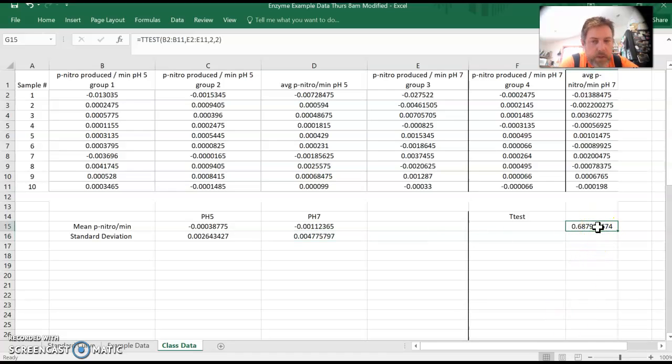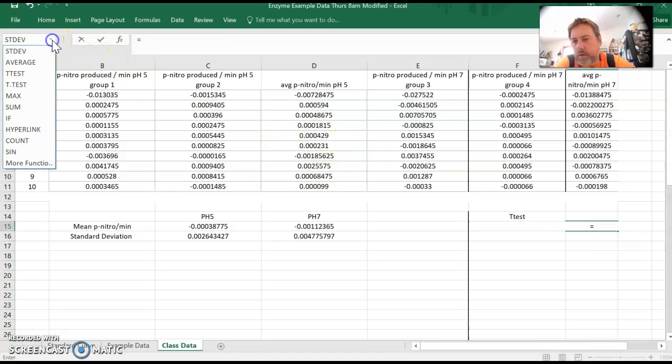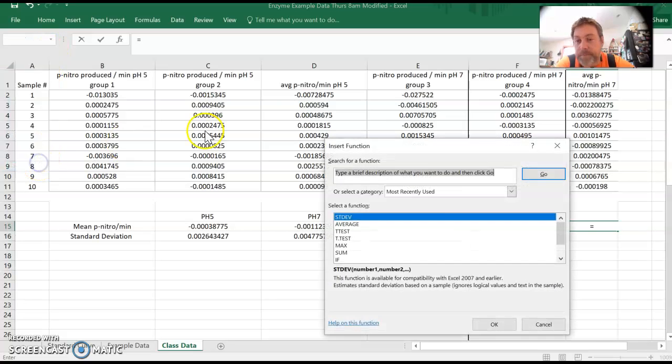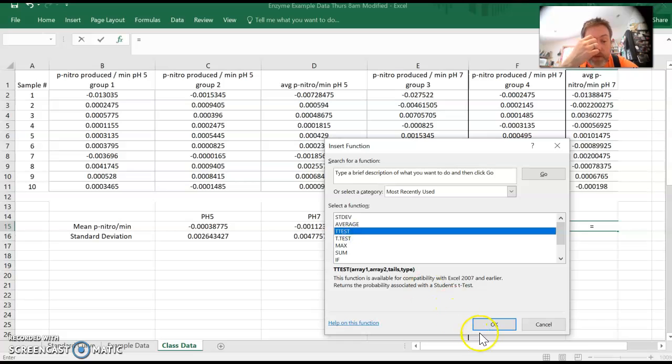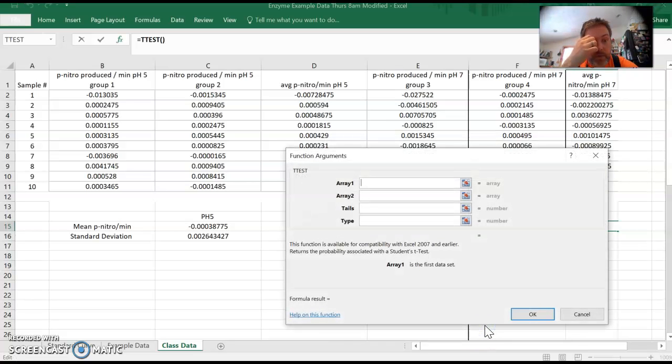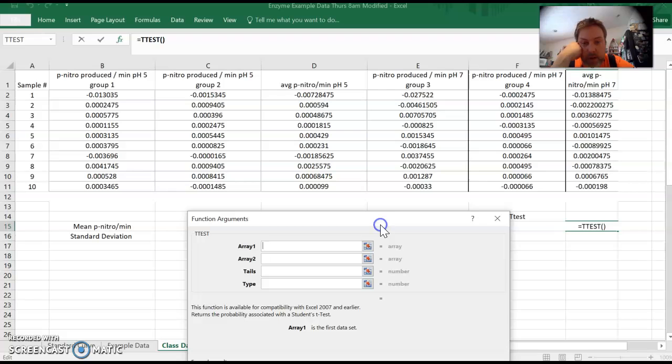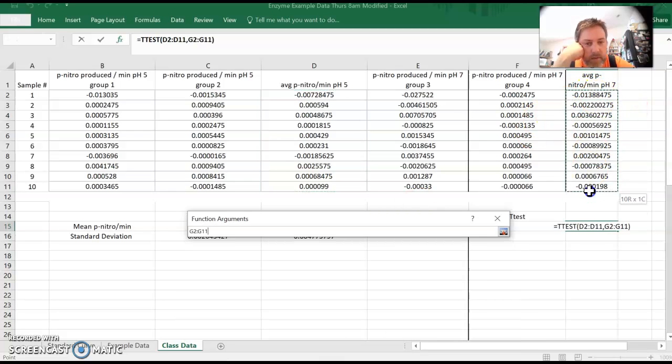So remember, we did this in class, but let's run through it again. We're going to go over here, and t-test will show up, or you'll have to go to more functions and search for it. There's t-test there, but you can type in t-test. Go ahead and go through that. So remember, array 1 is the first set of numbers you want to look at. Array 2 is the second set of numbers you want to look at. So we're looking at these average columns.